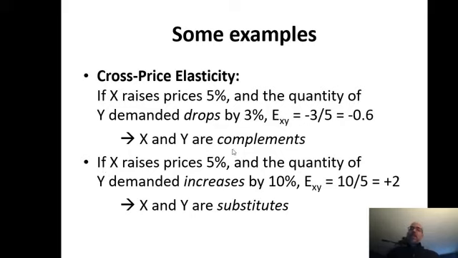Now, what happens if X raises prices 5% and quantity Y demanded increases? In other words, I raise my price and I help you. My customers are going to you. We are substitutes, all right? So you think of it conceptually, right? If I raise my price and it helps you, it's because my customers are going to you because we're substitutes. Now, you can look at it with the formula. This is plus 5, this is plus 10. And remember, this is the Q over P, right? 10% over 5% is 2. All right, so elasticity is positive, meaning we are substitutes, right? So that's where the positive and negative come in.